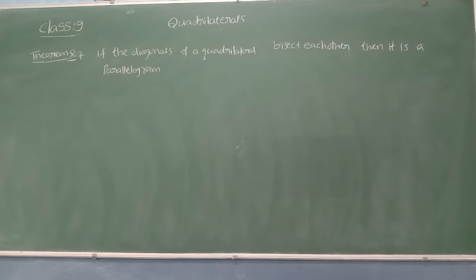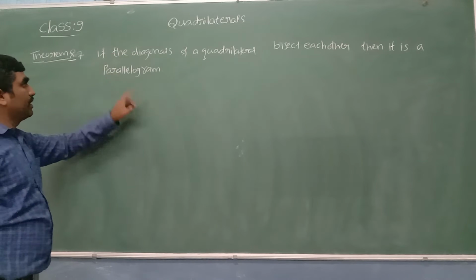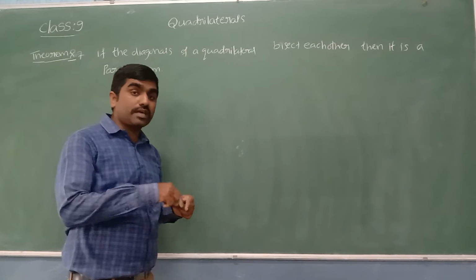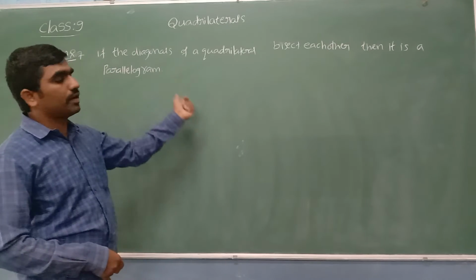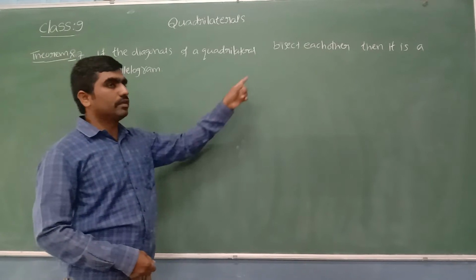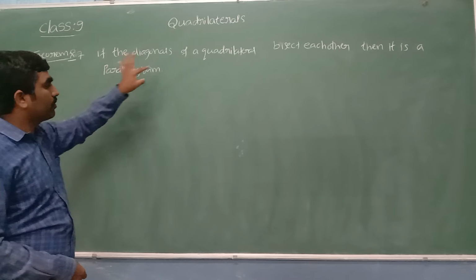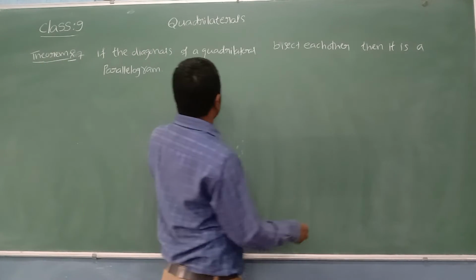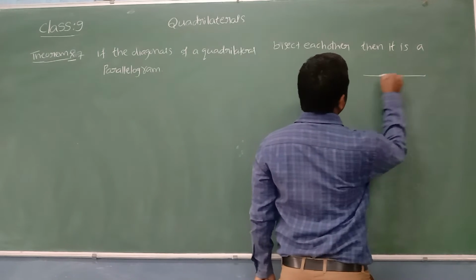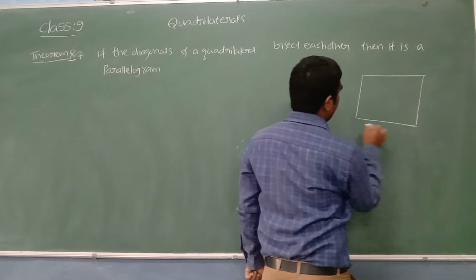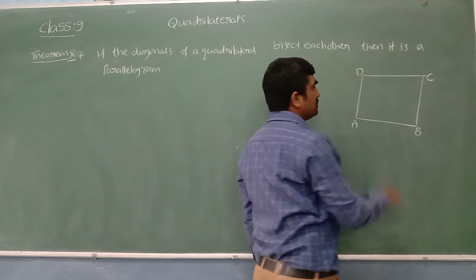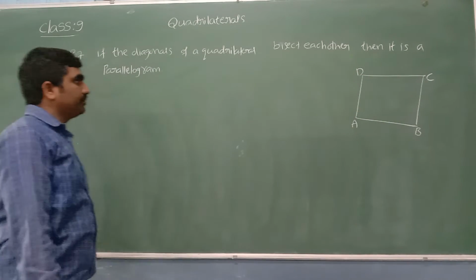Okay, children, let's see one more theorem, 8.7. This also is about parallelograms. They said if diagonals of a quadrilateral bisect each other, that is, the diagonals are divided into 2 equal parts, that is the given data. Then we have to show that that particular quadrilateral is a parallelogram. Let us draw one quadrilateral and name it A, B, C, D.